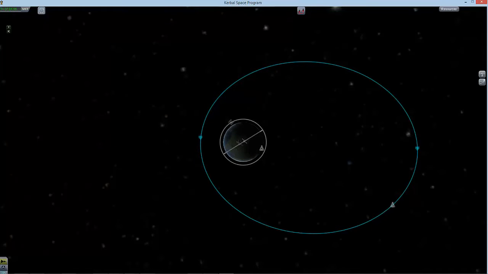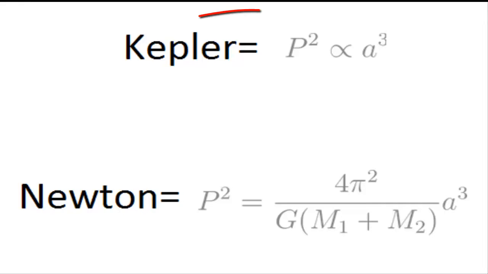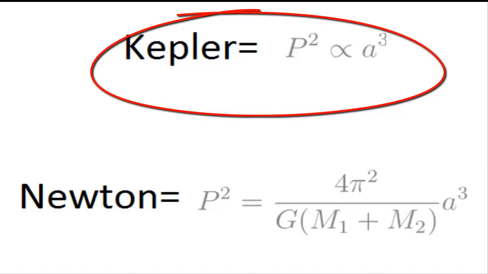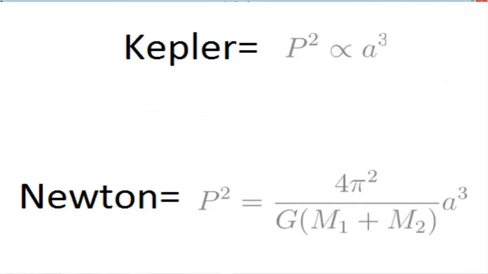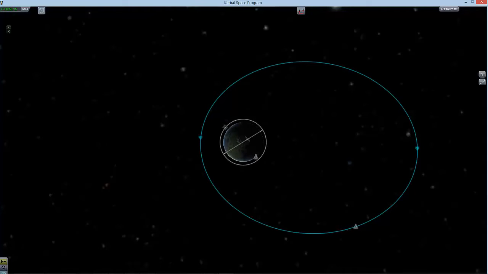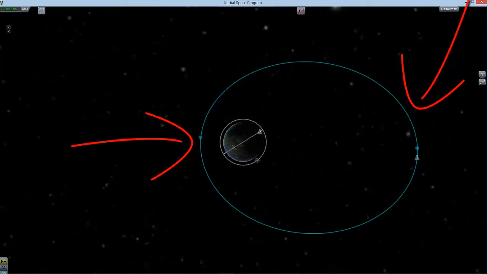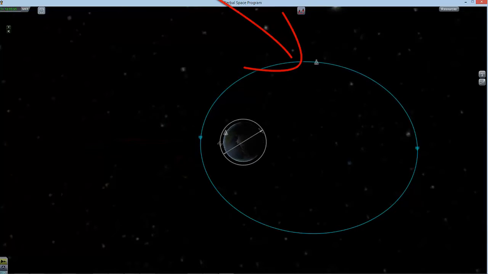Now, as far as the last law, it is important to note the differences between Newton's and Kepler's version of the third law. As shown, Kepler's law is cleaner, but it's only useful for when you're dealing with solar systems. It's only useful when there are two bodies interacting with one another, and one of them is much more massive than the other. This means we can discard the mass of the second one, the smaller body.